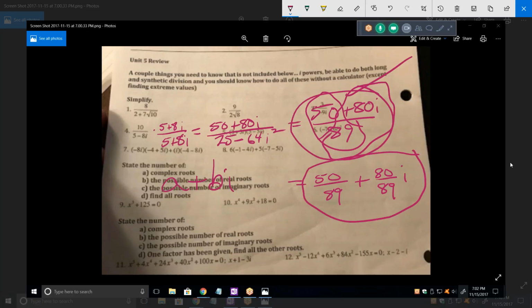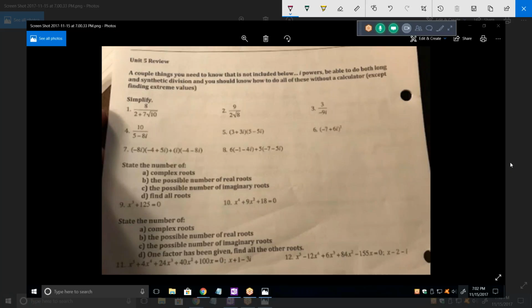And sometimes they might want that, but not always. You might get away with the answer that I have kind of double circled, my first answer. That might be acceptable. I'm not convinced you would necessarily lose points unless they specified. If they specified, put your answer in a plus bi format, then you would want to do it for sure.